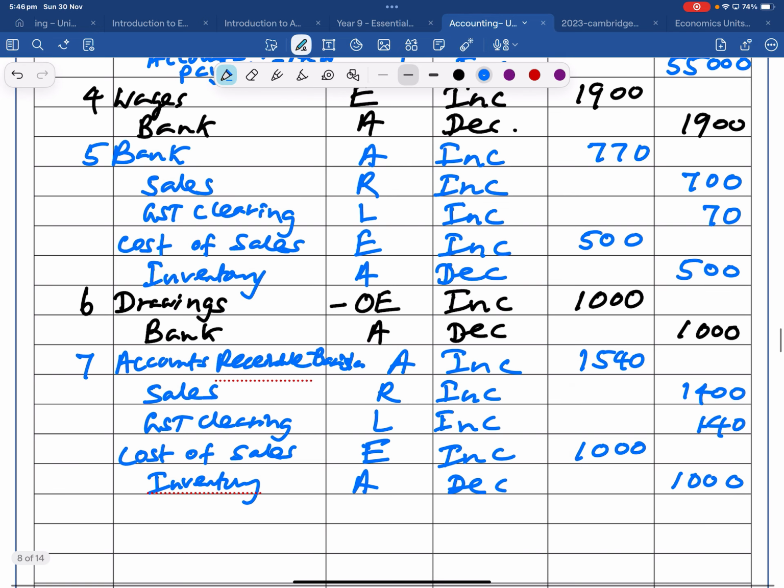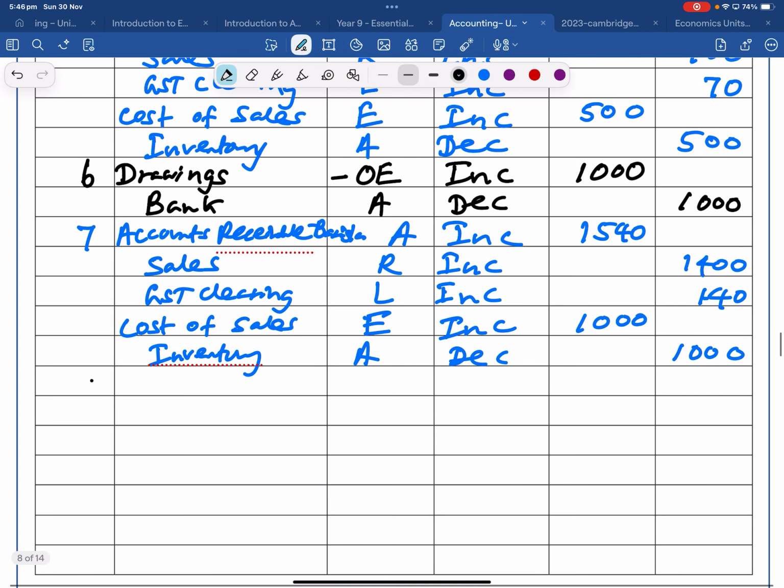Debit. Okay, why is that, Harry? Asset. Asset is increasing. Okay, prepaid advertising, which is an asset. Increase, decrease? Increase 4,000.